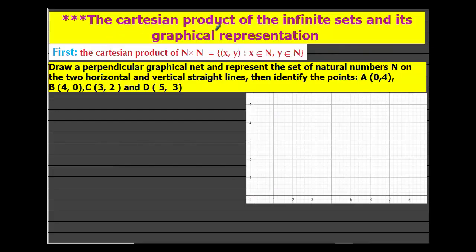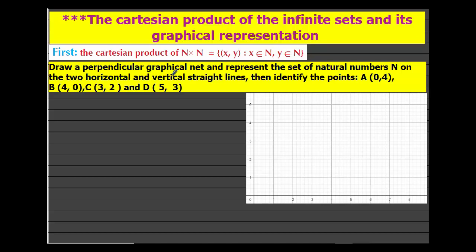The Cartesian product of infinite sets and its graphical representation. First, the Cartesian product of N by N equals the set of (x, y) such that x belongs to N and y belongs to N. It is the natural numbers. Here, let us discuss this question.